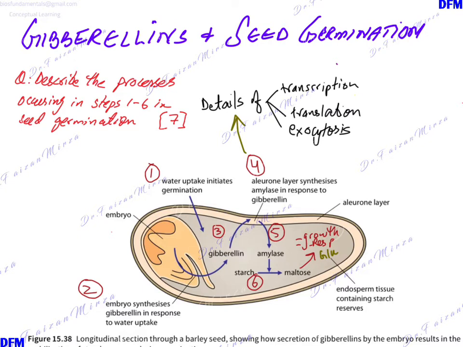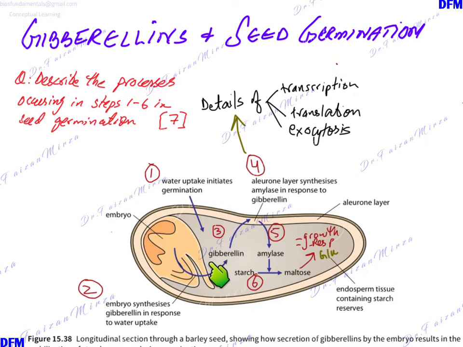Now what's happening here? The embryo is there, the nutrient is stored in this endosperm, and the aleurone is covering both embryo and the endosperm. How does the seed germinate? Water uptake is the first step towards germination. So entry of water is occurring. When water enters the seed, it promotes the embryo to release gibberellin. So the release of gibberellin by the embryo is a response to water coming into the seed.